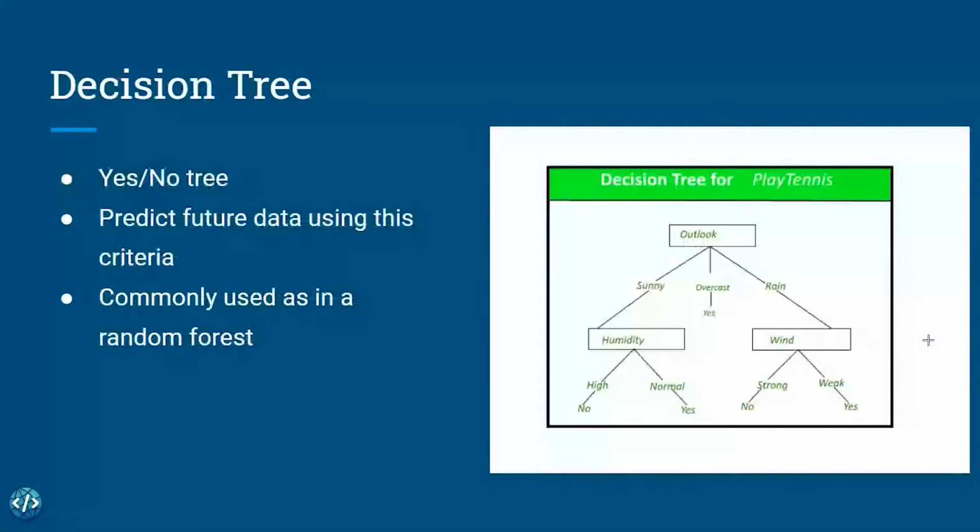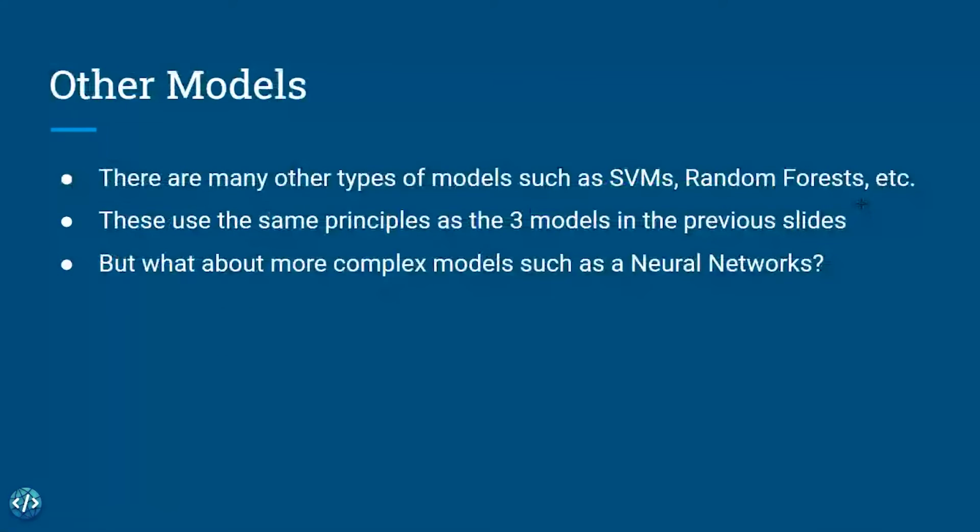And lastly, the last basic model we'll be going over is a decision tree. A decision tree uses different criteria to predict the final output based on whether or not those criteria are yes or no. So if we look at the image here, we're trying to predict if we should play tennis or not, based on the outlook, humidity, and wind. And whether or not these are yes or no, we can make a final prediction of whether we should play tennis or not. There are many other types of models, like SVMs and random forests.